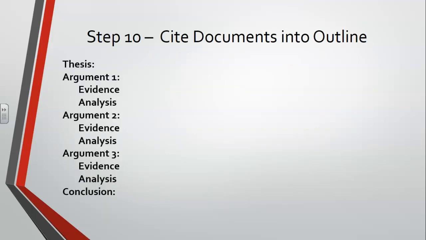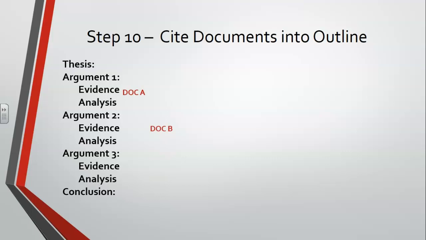Now, number 10, you need to cite the documents into the outline. So we have our outline right through here. We know what's happening. Now we're looking at our sources. Document A is going to support argument 1. Document B, it's not going to support anything else right through there, so we're just going to write down doc A here. So we know that when we're talking about argument 1, we need to cite document A somewhere.